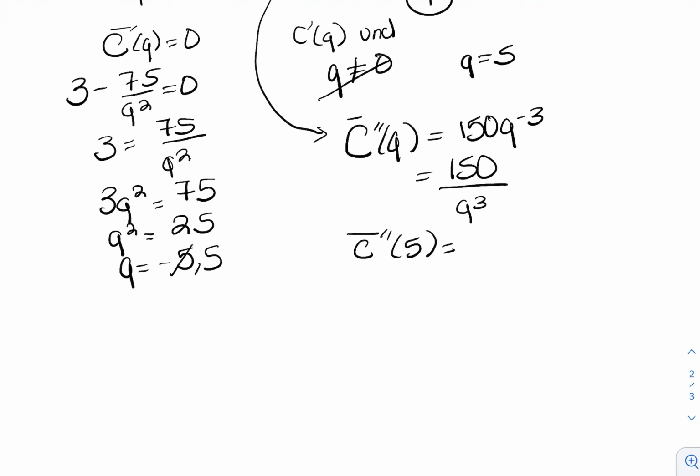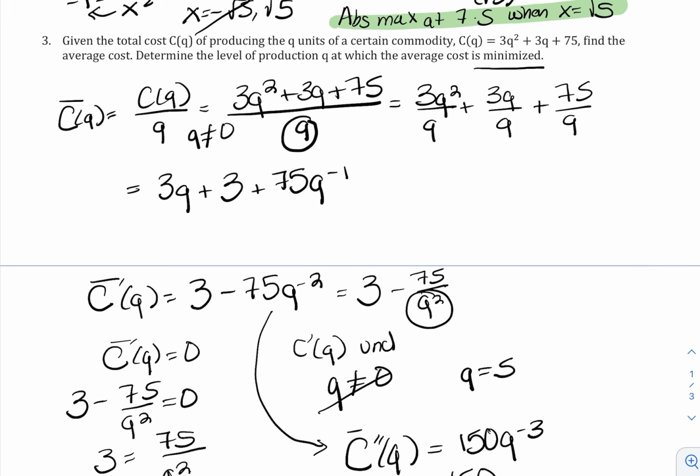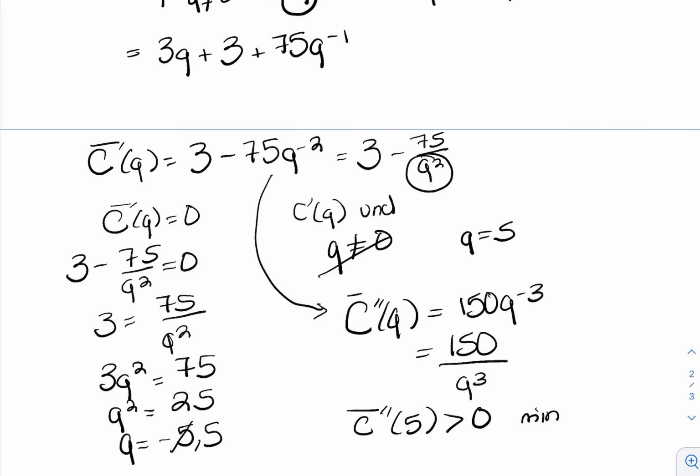And I can already see that when I plug in 5, it's going to be a positive 150 and a positive 125 in the bottom. So it's going to be greater than 0, which means it's going to be a min, which is exactly what I was looking for. And the question asks, determine the level of production at which the average cost is minimized. So I don't have to find the cost. They just wanted to know what q is, and I already found that. It's q is equal to 5. So q is equal to 5.